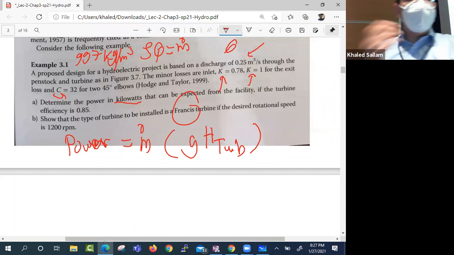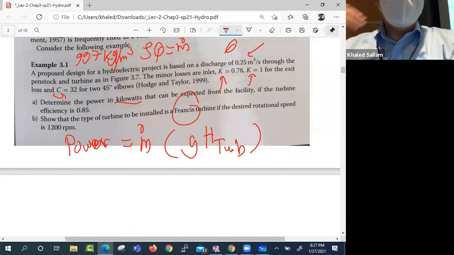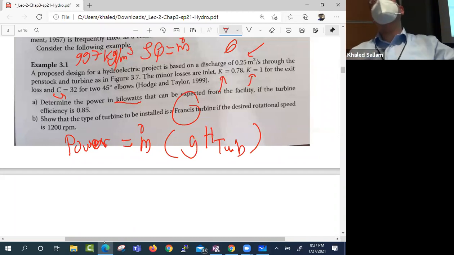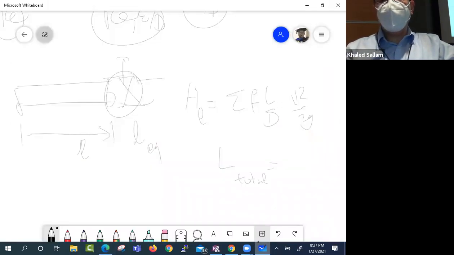And sometimes he gives you the V2 at the exit, and sometimes he tells you determine the maximum possible head that we can, or the maximum possible power. Well, the maximum possible power is V2 equals 0. Is that true? No, it's never going to be 0.